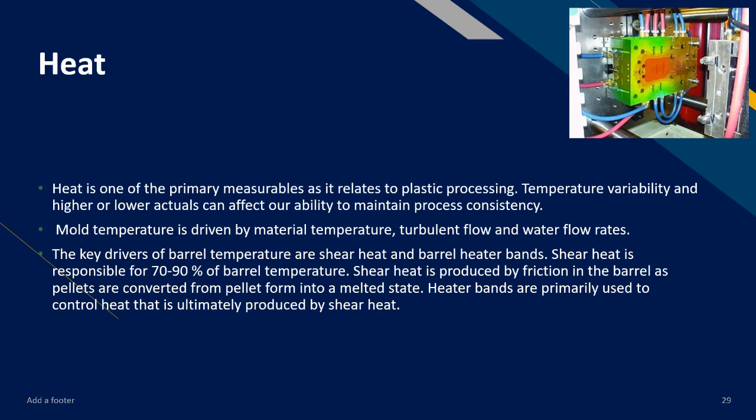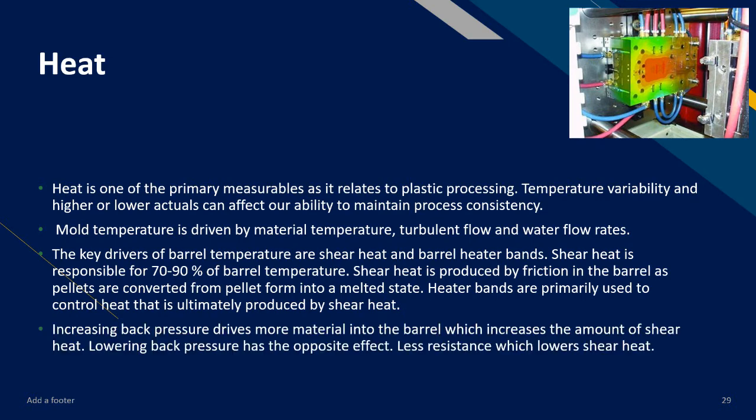Shear heat is responsible for 70 to 90% of barrel temperature, and shear heat is produced by friction in the barrel as pellets are converted from pellet form into a melted state. Heater bands themselves are primarily used to control the heat that is ultimately produced by shear heat. Increasing back pressure drives more material into the barrel. This increases the amount of shear heat. By lowering back pressure, it has the opposite effect.